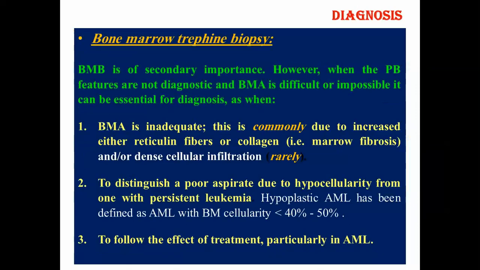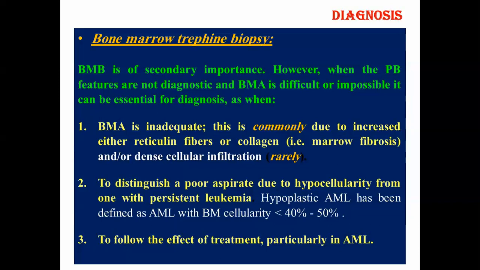Then third step, we have bone marrow trephine biopsy. After I do the bone marrow aspirate, I can do the bone marrow trephine biopsy, but in special situations, it is of secondary importance. When the peripheral blood features are not diagnostic and bone marrow aspirate is difficult or impossible to do, it can be essential for diagnosis.